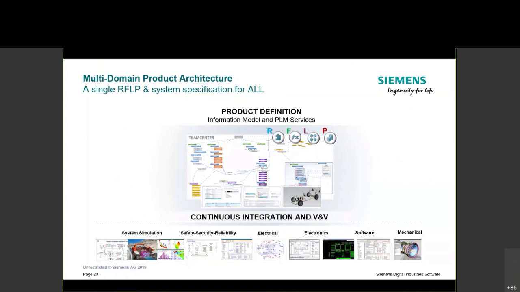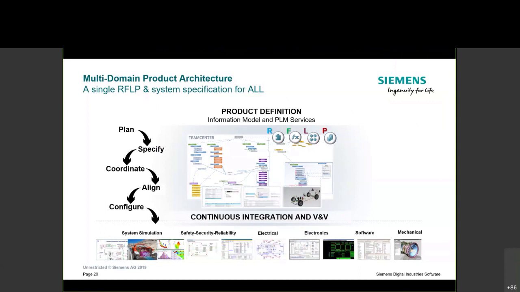So engineering domains like system simulation, electrical, electronic, software, etc. How do I come up with an information model which is model-based that is going to serve all these domains? Why do you want to do that? Well, I want to do that because I want to consistently and systematically provide a way of planning across these engineering domains. I want a consistent way of specifying across all these domains. I want to coordinate. It's going to be a matter of maybe scheduling. There are things you need to do first and second.